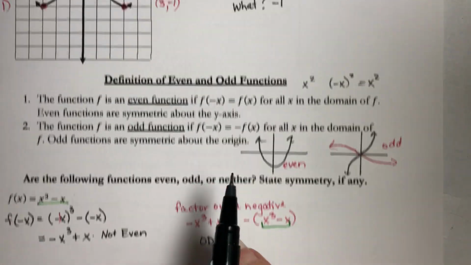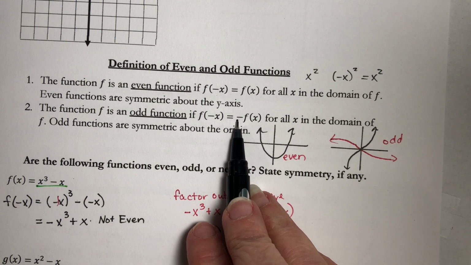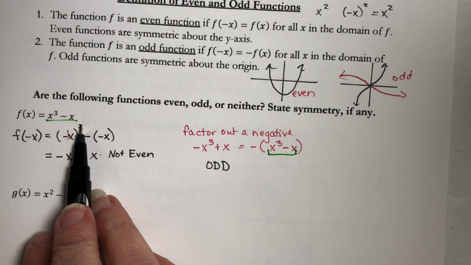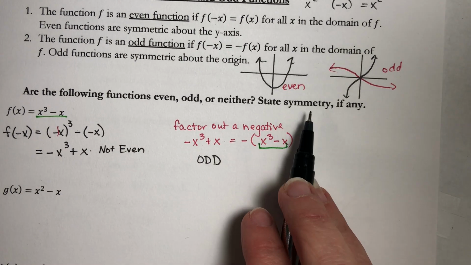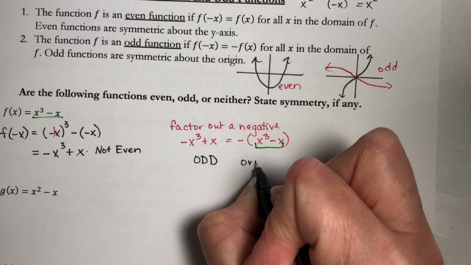What this said was when you plug in negative x, it's the same as multiplying it by a negative. And that's what we have here. We have negative f of x. So this is odd. State the symmetry: this is going to have origin symmetry.